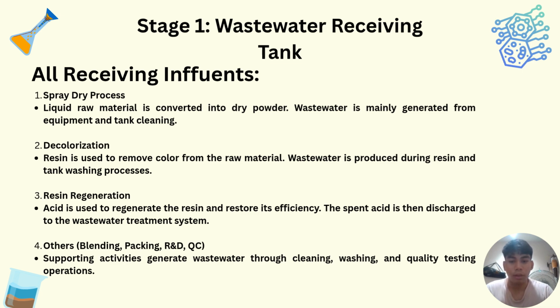The second one is from decolorization, in which resin is used to remove color from the raw material. Wastewater is produced during resin and tank washing processes. The third one is from resin regeneration, in which acid is used to regenerate the resin and restore its efficiency. The spent acid is then discharged into the wastewater treatment system.